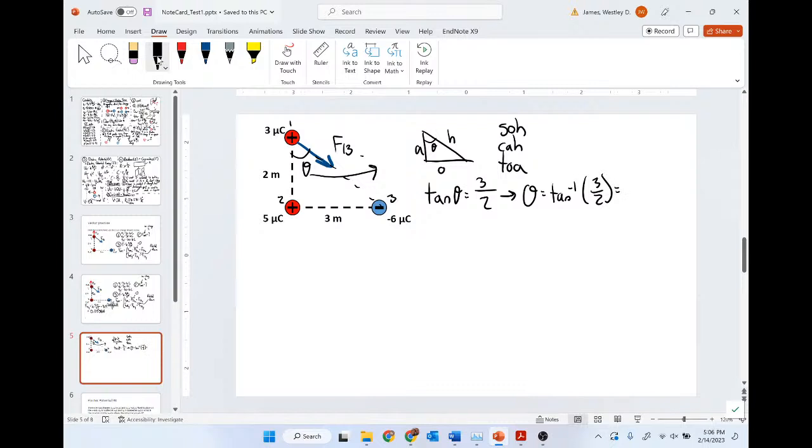Make certain your calculator is in degrees or radians. It does not matter as long as you're consistent. And that comes out to 56.31 degrees.